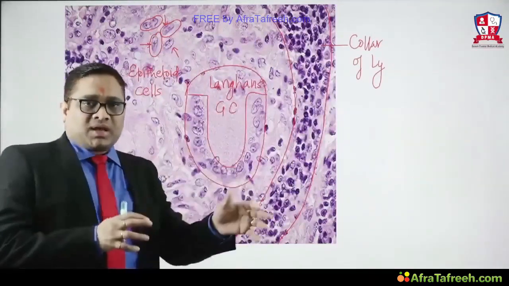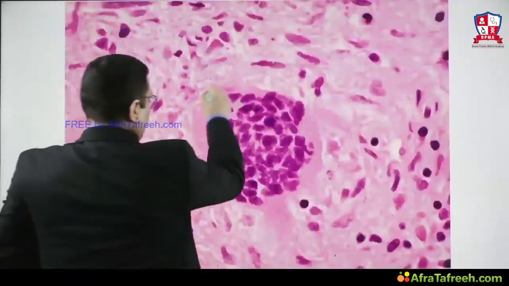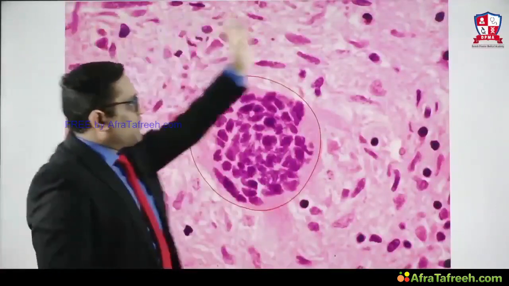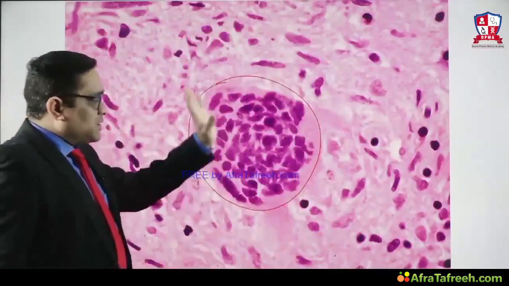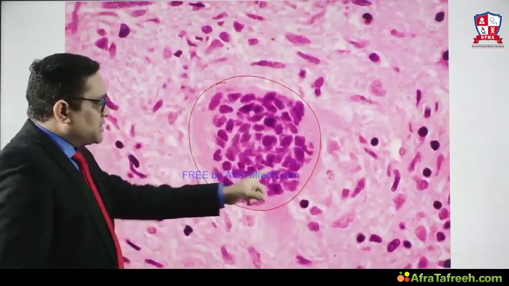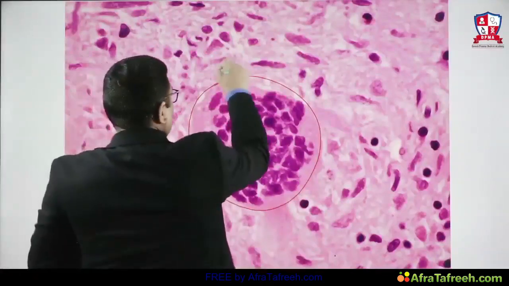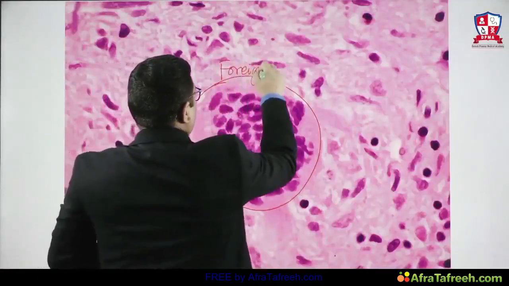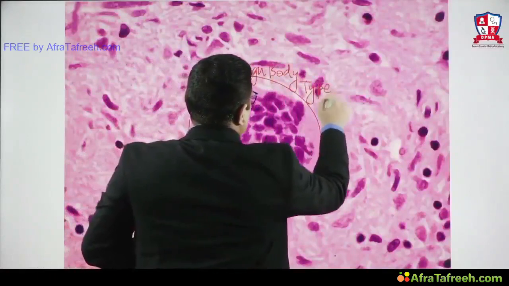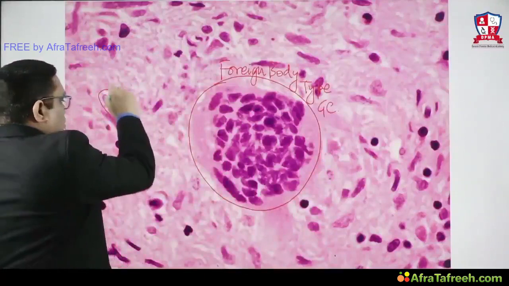When you look at other areas, you may observe another group of giant cells. Can you notice this cell in the center? So never forget the rule of 5: 1, 2, 3, 4, 5. In the center, the mid area, you can notice the nuclei arrangement in this multinucleated giant cell is haphazard. So what is this? This is the foreign body type of giant cell.